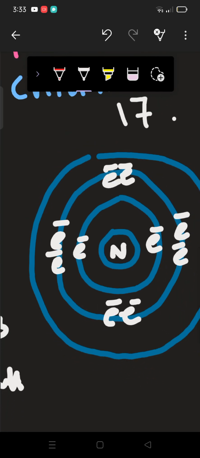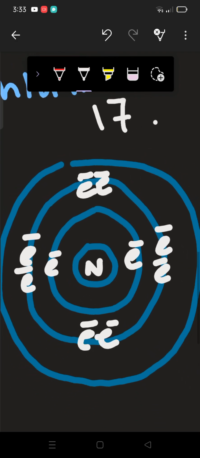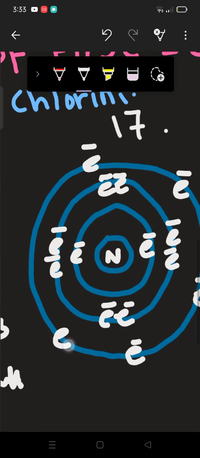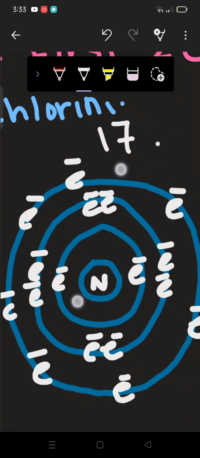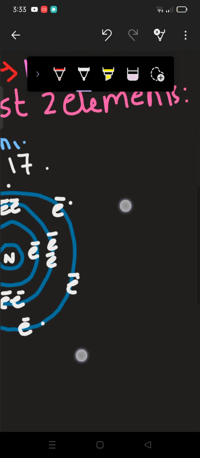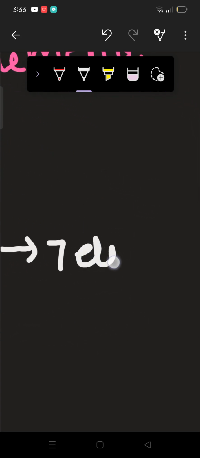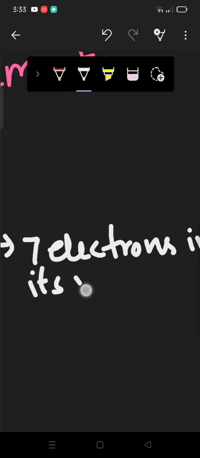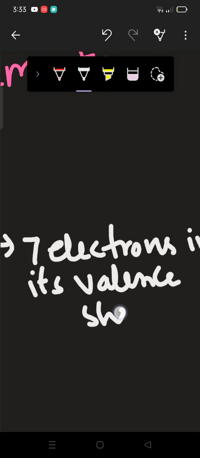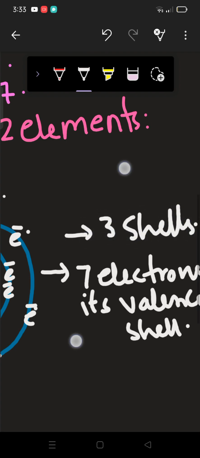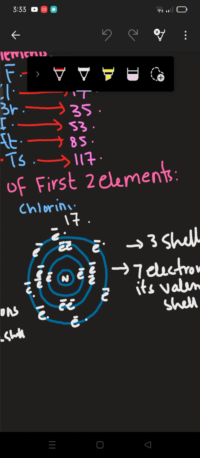2 plus 8 is 10, and 17 minus 10 is 7. So 7 electrons are left and they will come in this shell: 1, 2, 3, 4, 5, 6, 7. Since it belongs to the 7th group, it has 7 electrons in its valence shell or outermost shell. And since it belongs to the third period, it has 3 shells. It will also gain 1 electron to complete its outermost shell in order to make itself stable, so it will always carry a negative charge.